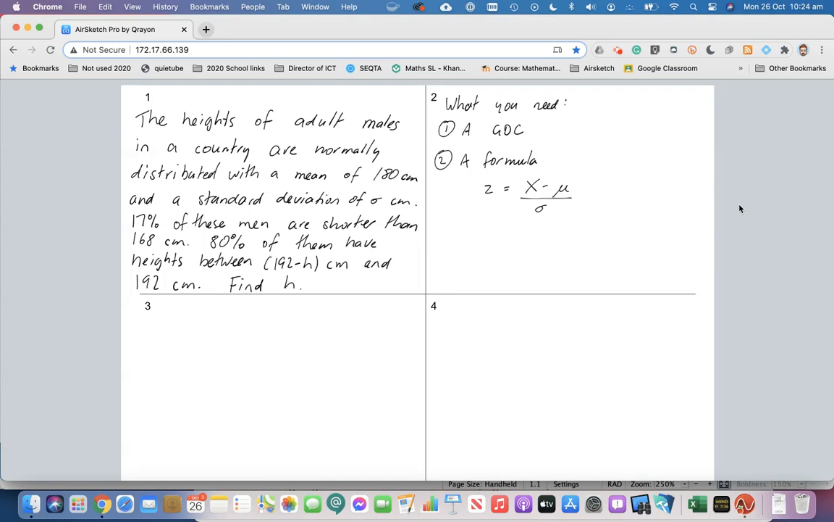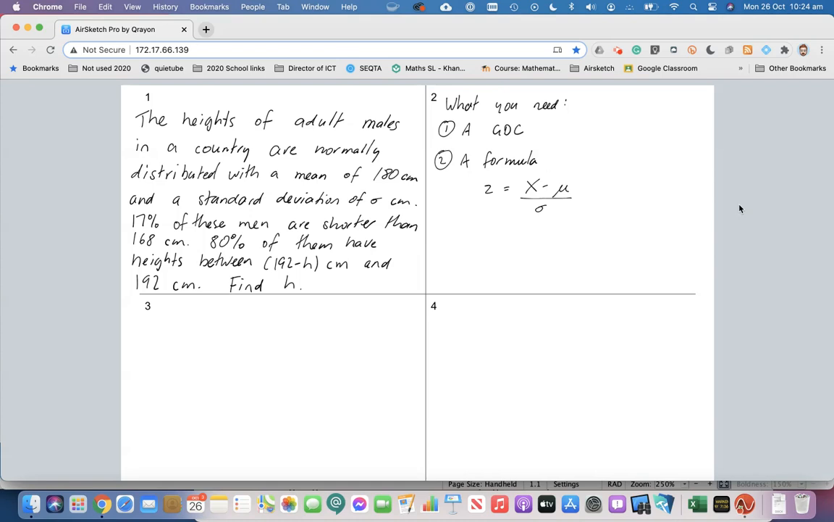So you will need a GDC to solve this, and the formula that's on your formula sheet, which is Z equals X minus mu over sigma. I'll explain why we need that as we go along. But let's try and make sense of the question first to see where to go. This is just thinking out loud, really.